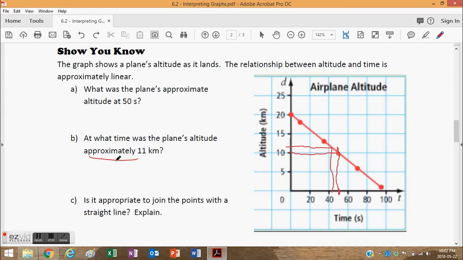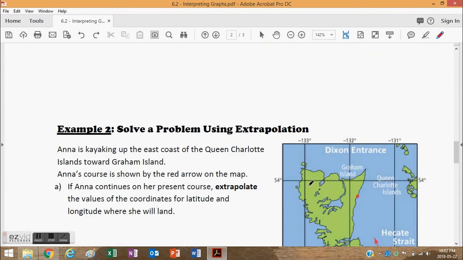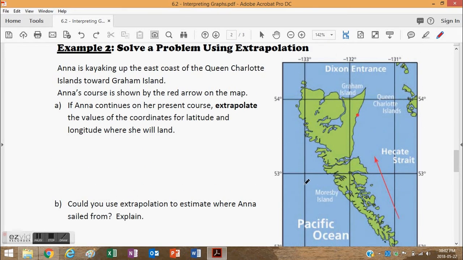a point here, a point here, a point here, a point here, there's no way I can use a straight line to graph these points. And if I'm doing something like this, that's not a straight line in any way, shape, or form. So in order to join the points with a straight line and do an interpolation, we do need to make sure that the dots that we've plotted appear to be in a straight line.